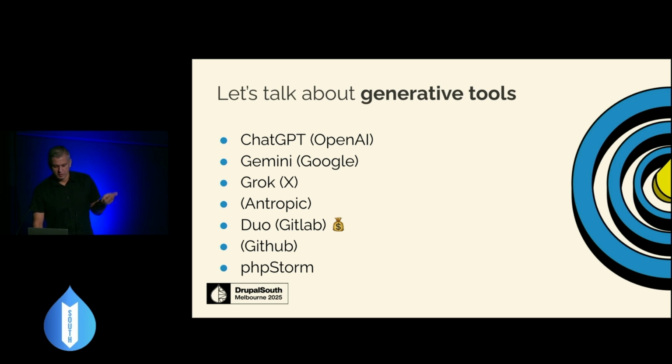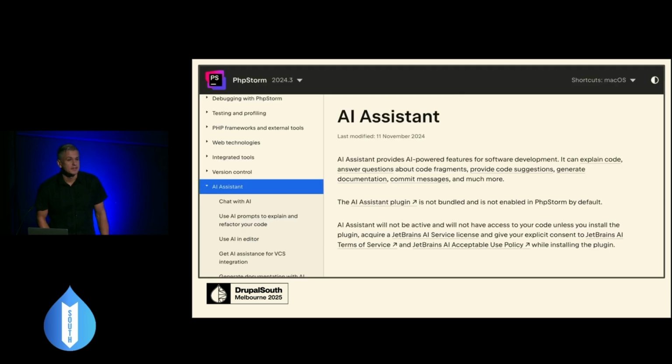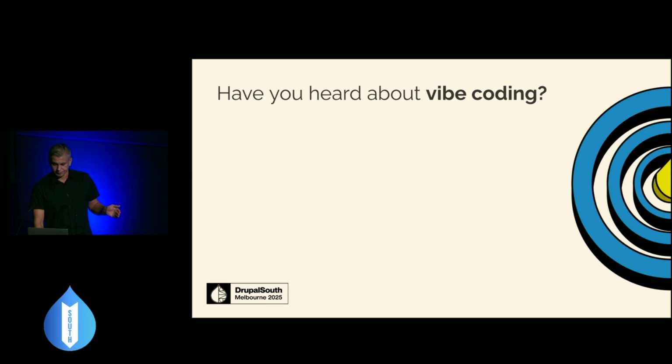GitLab has Duo, GitHub has Copilot. Those are tools you need to pay for, and then you go inside GitLab or GitHub or use an IDE, and it generates the code for you. PhpStorm has an AI assistant. There is documentation for that as well. So those tools are meant to generate. Some are better with code than others. I'm going to talk today from the perspective of ChatGPT and my quick travel with it, trying to update the module.